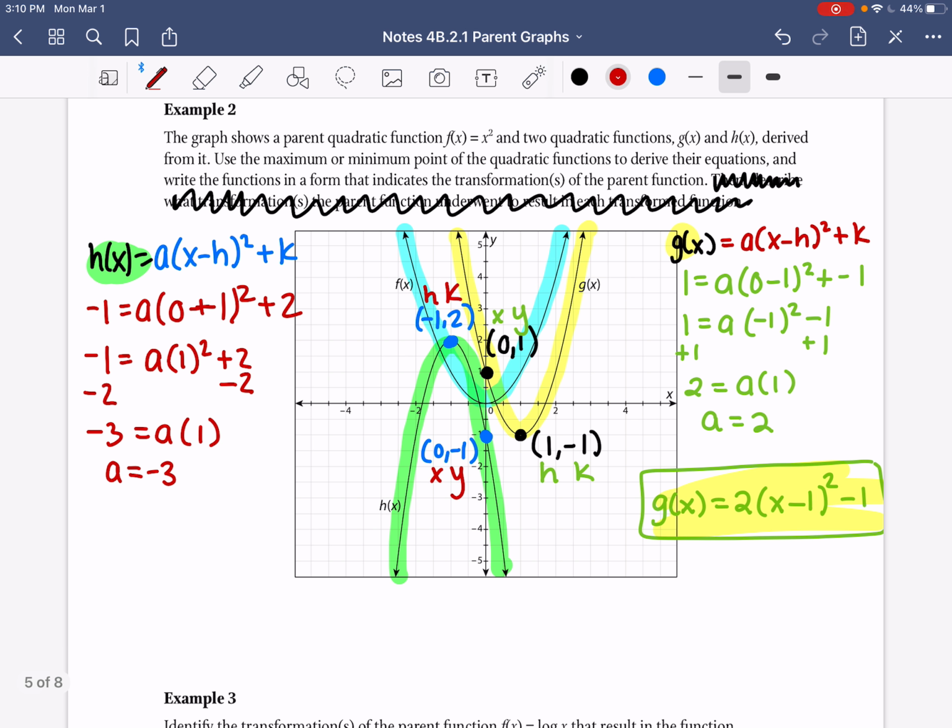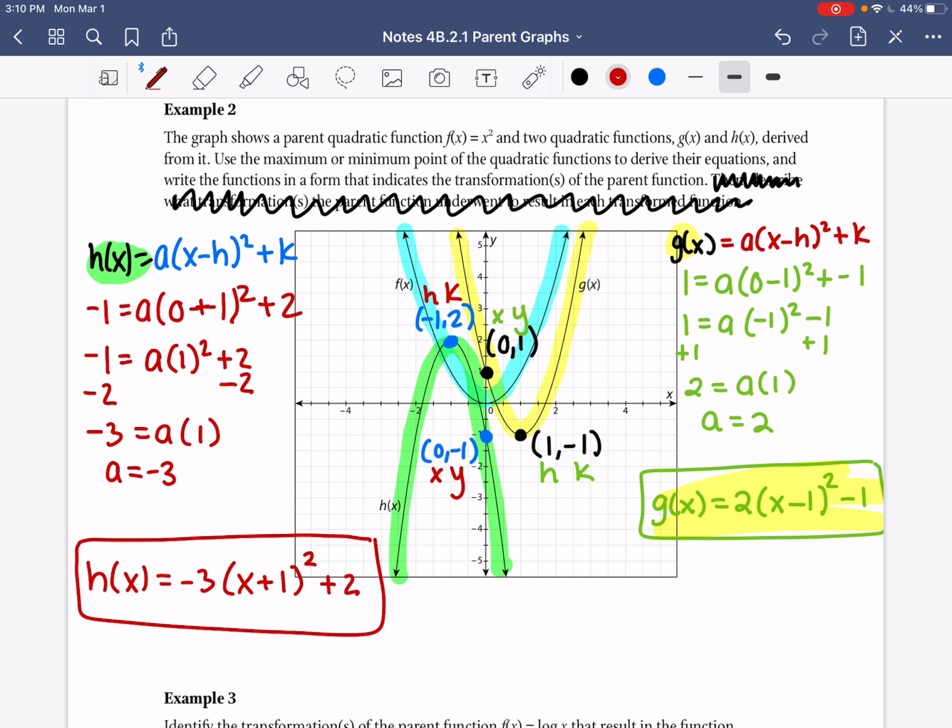So my equation for h of x, my a is negative 3, x minus h was negative 1, so when I subtract a negative, I'm going to add 1, and then squared plus k, which was 2. So here's my equation for the one I have in green.